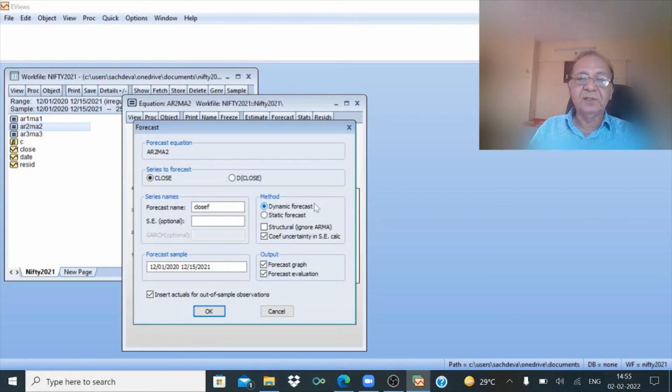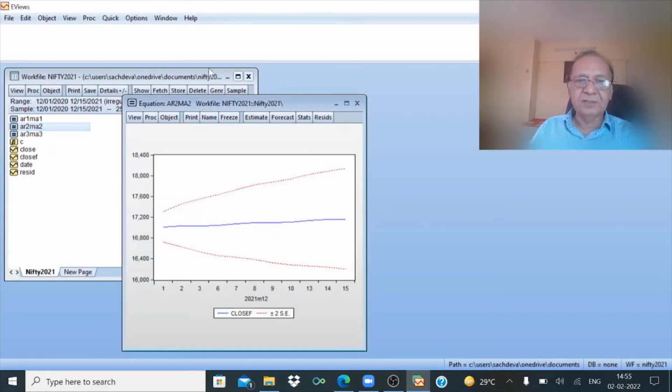We will use the dynamic method here, and here we can use the forecasting time from 12/1/2021 to 12/15/2021. We'll say okay. Now this is the forecast here. So the red lines show us the two standard errors. The blue line is our forecast, but the red lines are showing the range of plus or minus two standard errors.